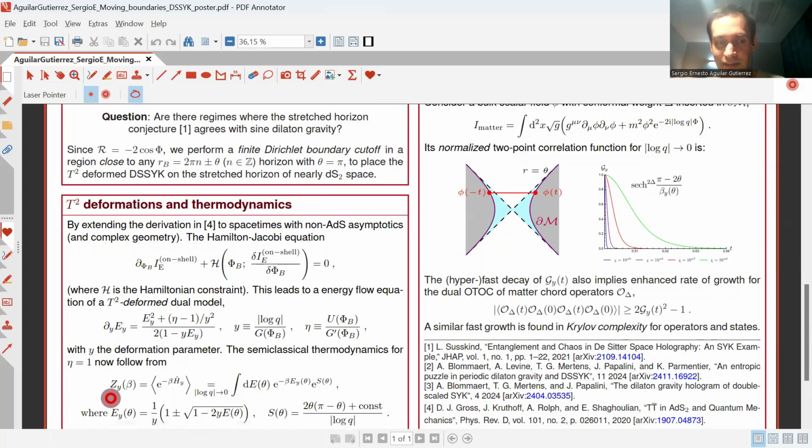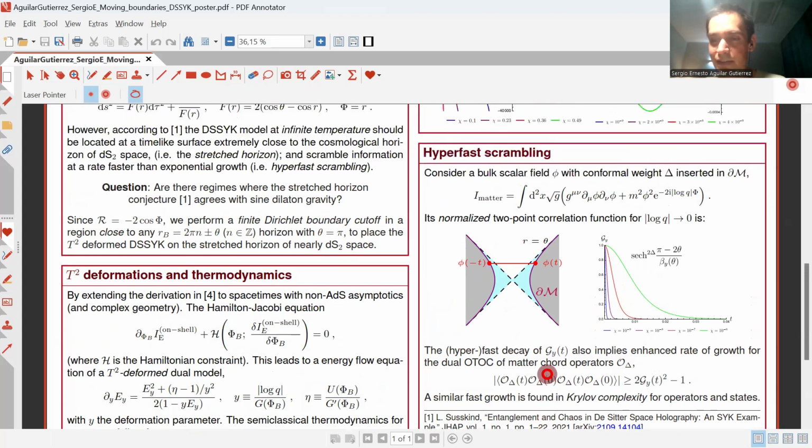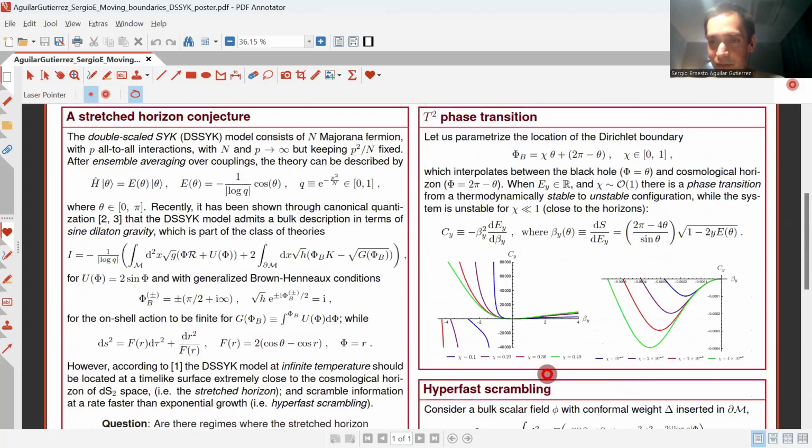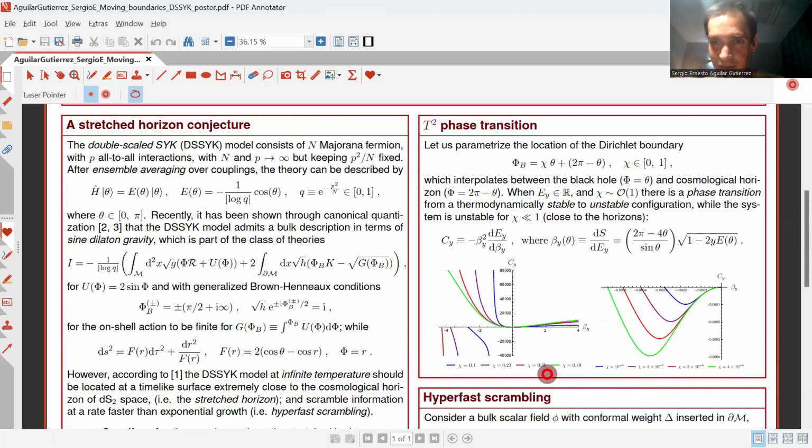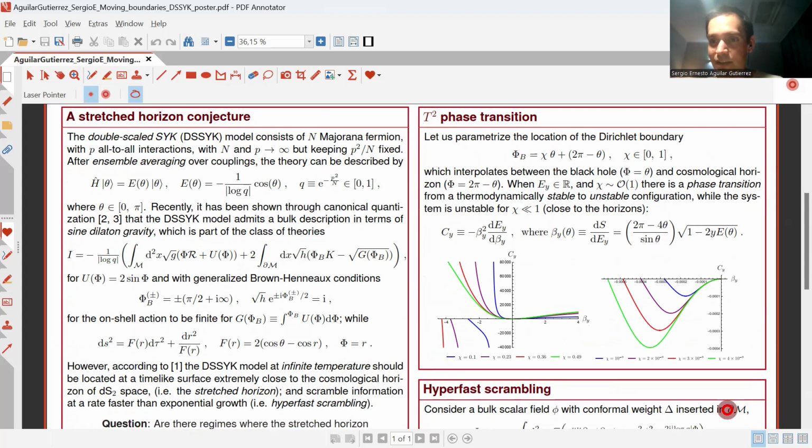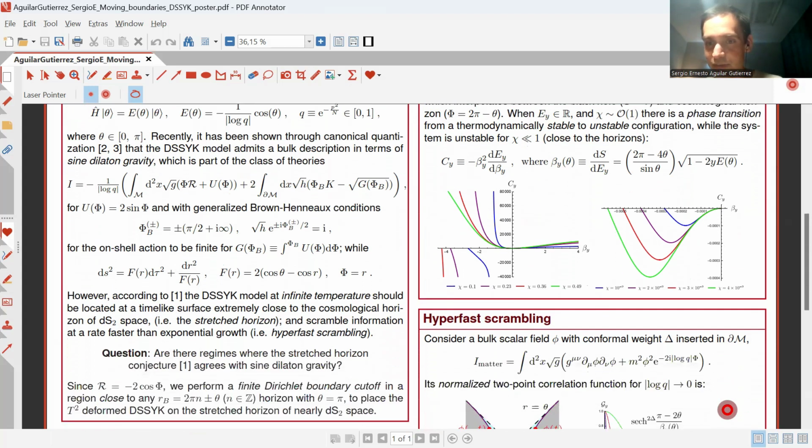It also requires a certain type of thermodynamic properties that agree with those of the dS space, but now they are really finite. And we also see that there are cases of phase transitions using the heat capacity. The system goes between a thermodynamically stable and unstable system, using this type of configurations for the finite cutoff boundary theory that interpolates between the black hole and cosmological horizon.